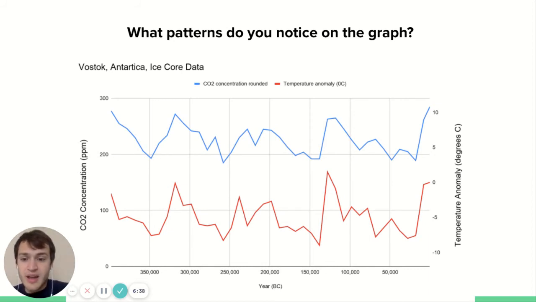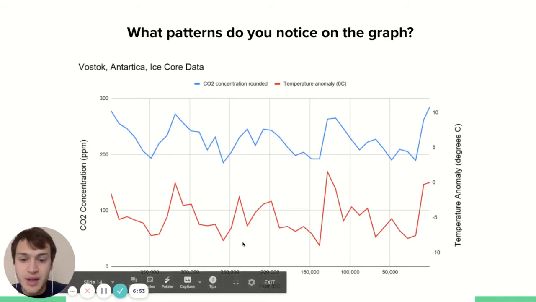So you might notice that when carbon dioxide goes down, temperature also goes down. When carbon dioxide goes up, temperature also goes up. That's a pattern that we've seen before when we talked about changing climates. So see, down, up, same thing here, down, up, down, up.